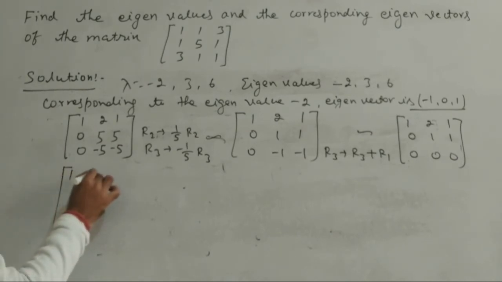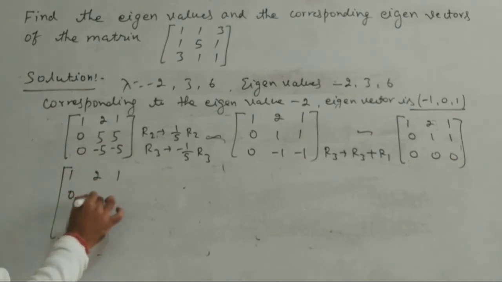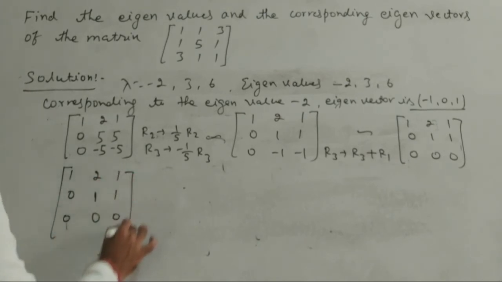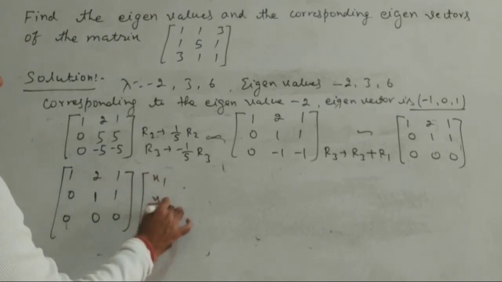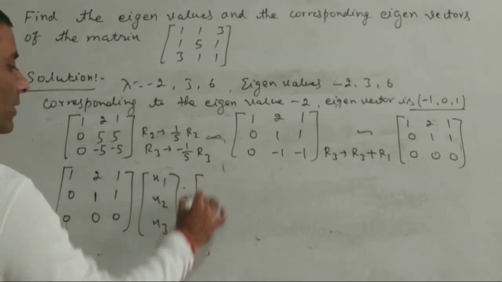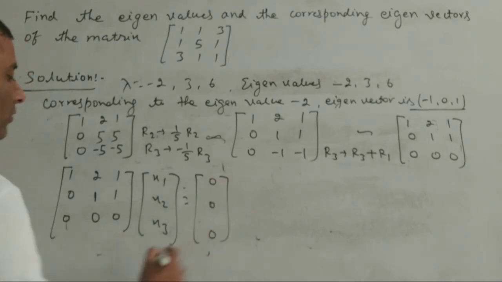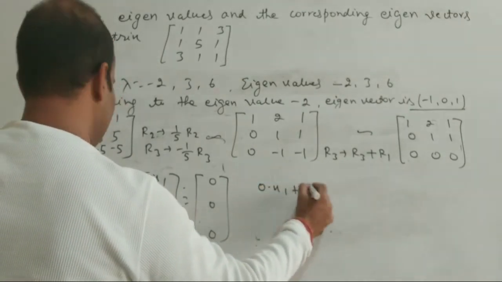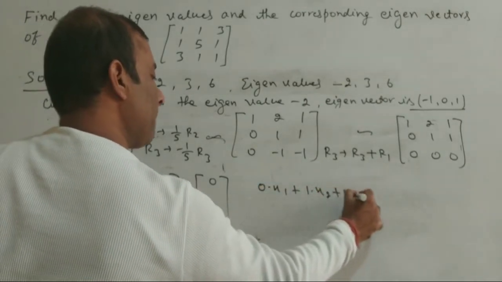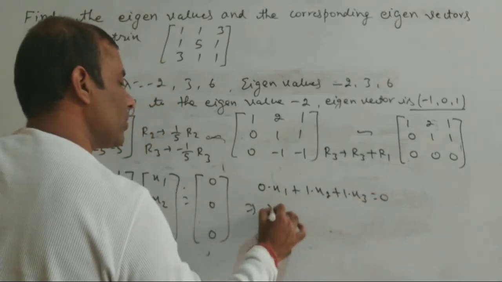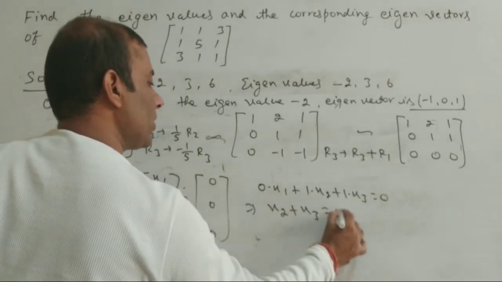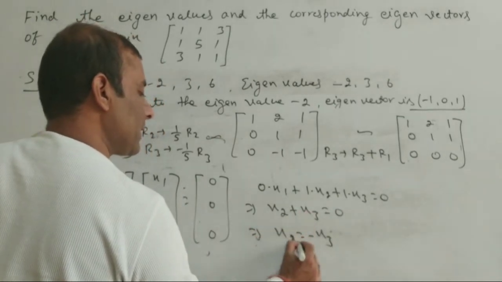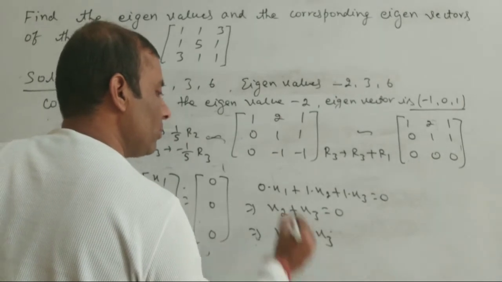1 2 1, 0 1 1, 0 0 0 into x1, x2 and x3 equals 0 0 0. When you solve this, you will get 0 into x1 plus 1 into x2 plus 1 into x3 equals 0. That is x2 plus x3 equals 0. So we have x2 equals minus x3.